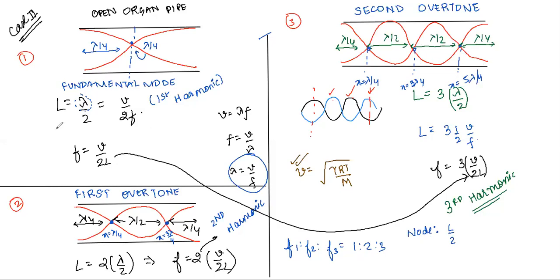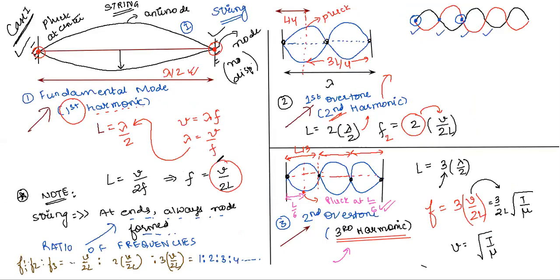So we have understood that nodes in case of an open organ pipe are formed at different lengths, that is, x is equal to lambda by 4, 3 lambda by 4, and 5 lambda by 4. You need not memorize all of this, but these are general quick facts that you understand just by seeing the entire pattern. Now tell me, at what points are antinodes formed in case of a string?